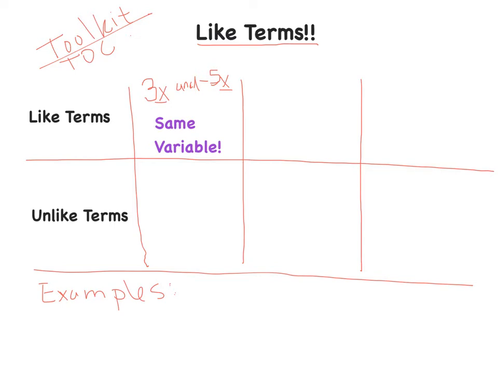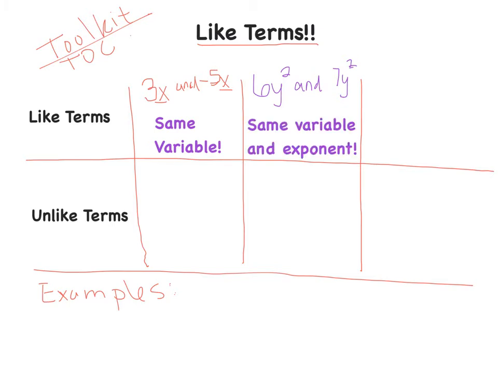What if I had a 6y squared? Okay, so I have to have the same variable. So 7y squared, but I also have to have the same exponent. So this one has an exponent of 2, so does this term. Okay, so to be like terms, you have to have the same variable and same exponent. Alright, so same variable, same exponent.